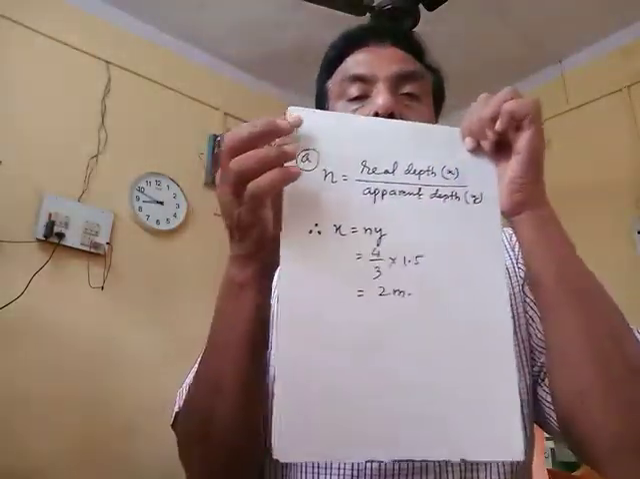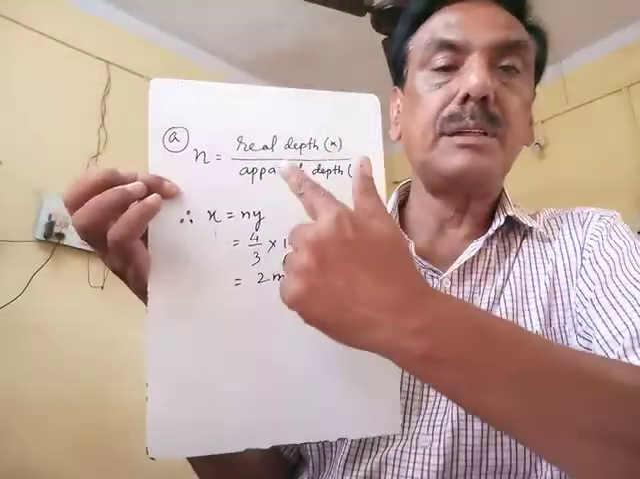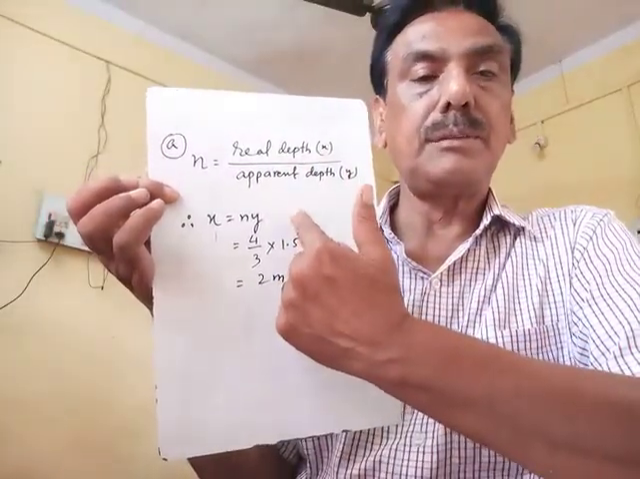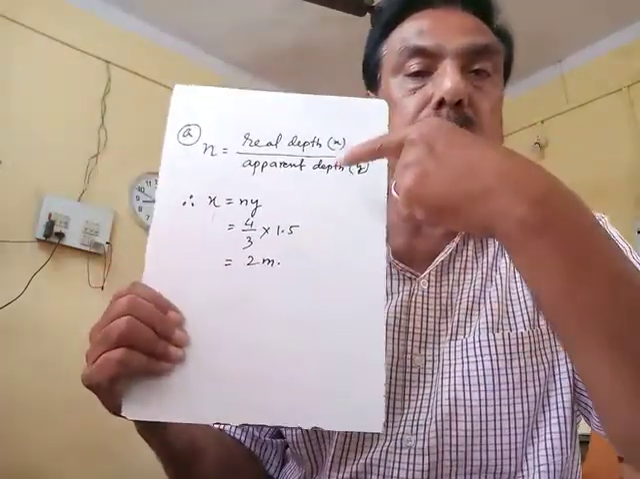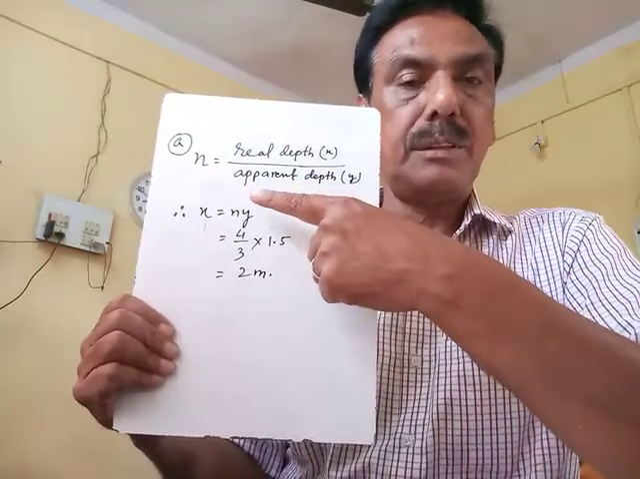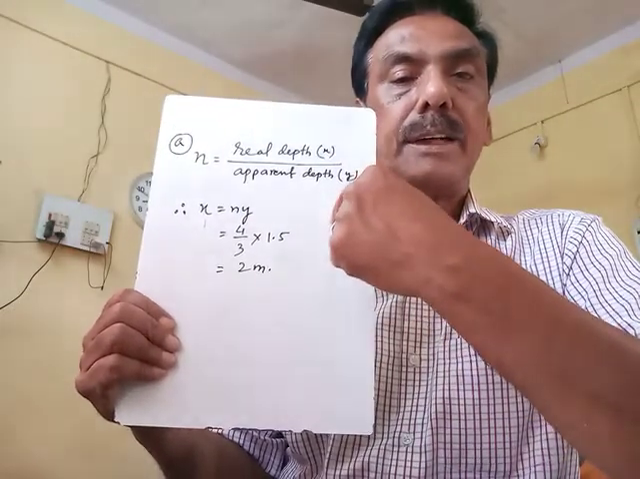The second thing we have been given is that the refractive index of water with respect to air is 4 by 3. So see the solution here. The refractive index is equal to the real depth divided by the apparent depth. So the refractive index is also found this way: real depth x divided by apparent depth y.